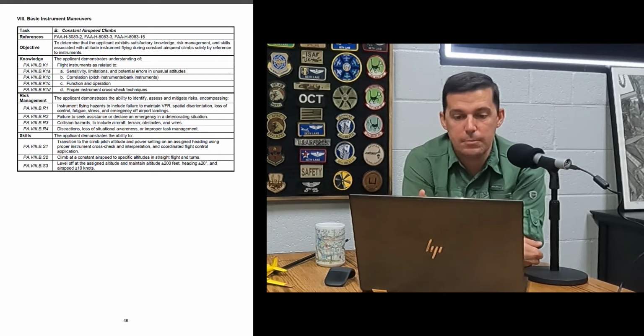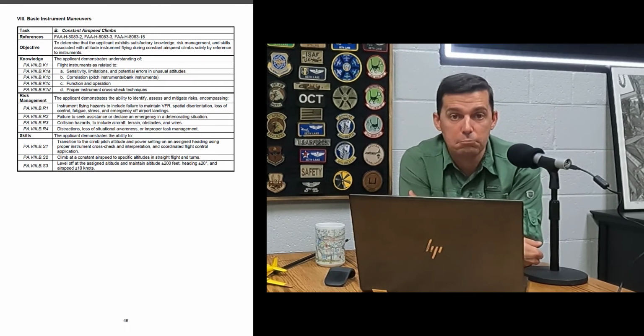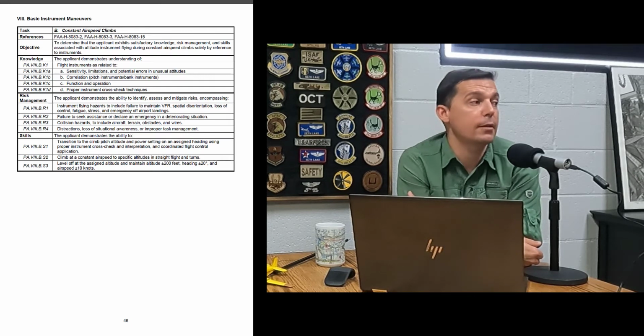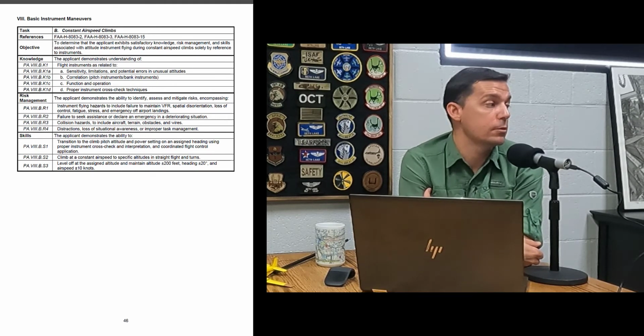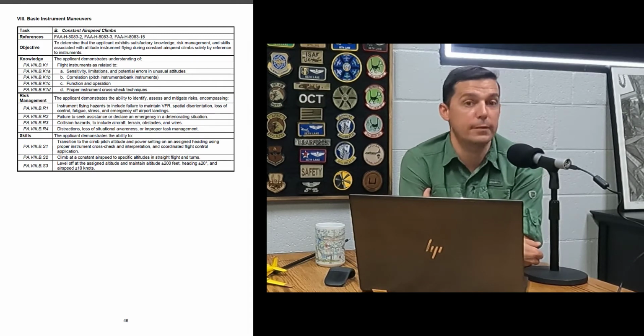So again, kind of the same knowledge and risk management areas as straight and level. Maybe talk about spatial disorientation a little bit more. I may even try to induce it, saying, well, what if you're trying to sneak a look outside the window to see if you can see anything, which is real common, especially for somebody that's not instrument rated, is they get a glimpse of the ground and their head turns to go look at the ground that they saw outside.